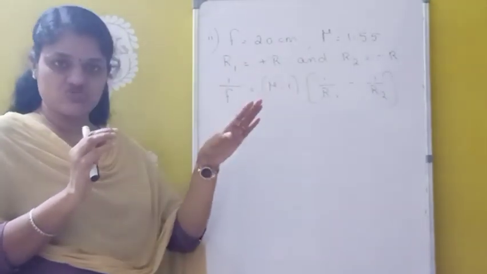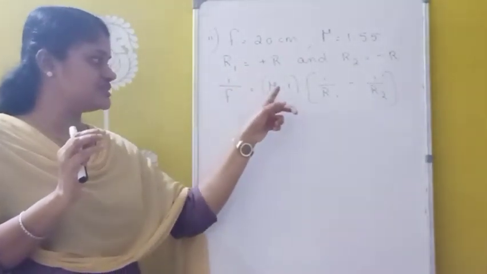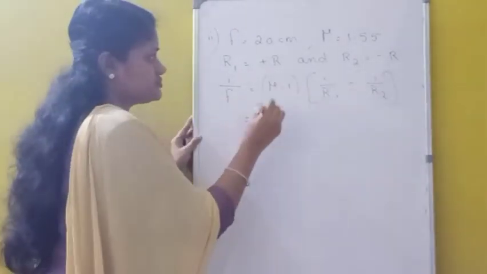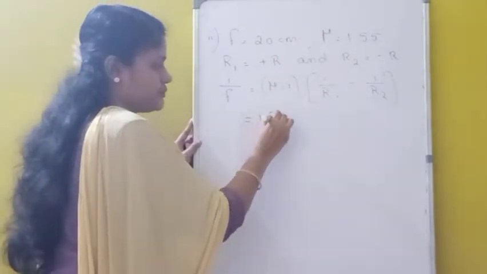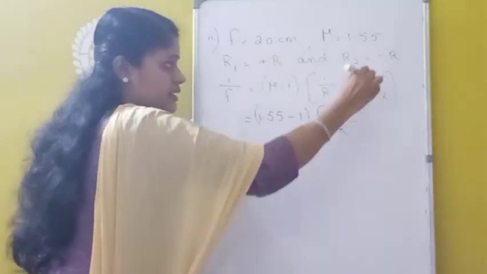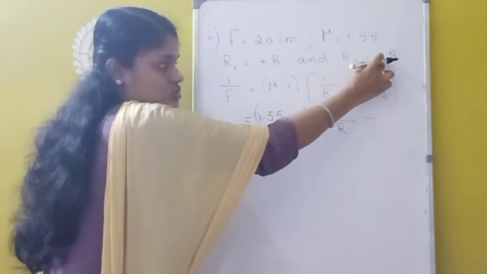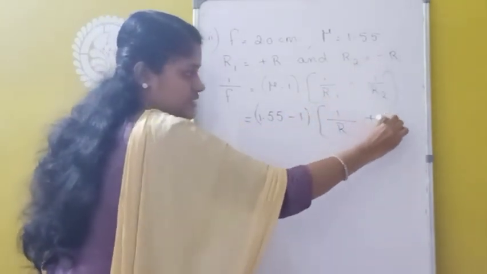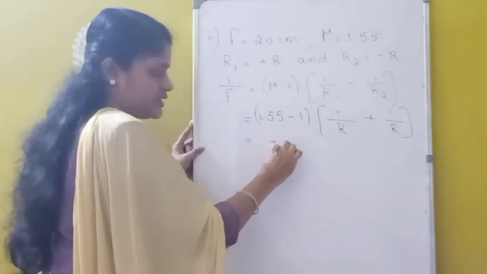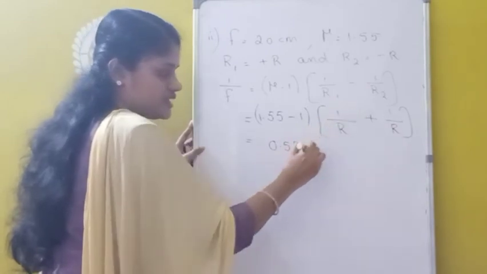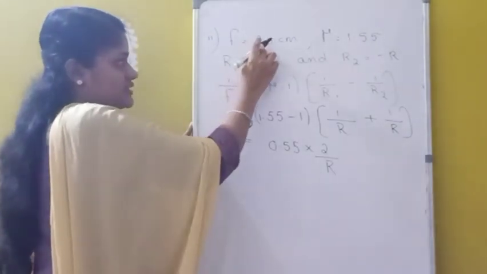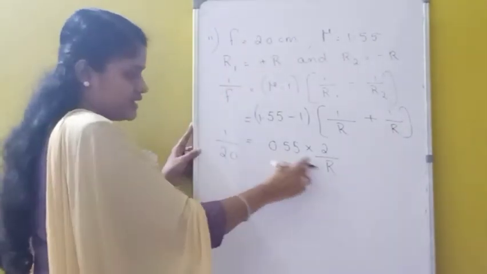So for that, which formula are we using? Lensmaker's formula: 1/f equals (mu minus 1) into (1/R1 minus 1/R2). That is equivalent to, with mu 1.55, (1.55 minus 1) into (1/R minus 1/R2). But here also a minus is there, so this minus and minus become plus: plus 1/R. That is equivalent to 0.55 into (1/R plus 1/R), which becomes 2/R. So we get 2/R. On the left-hand side we have 1/f, and the focal length is given as 20. Now cross multiplying, what do we get?